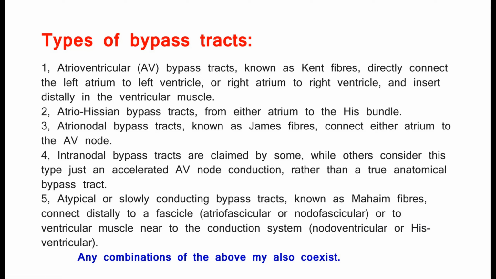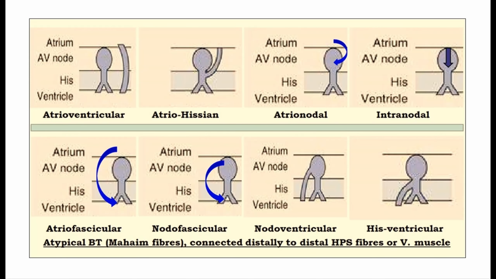5. Atypical or slowly conducting bypass tracts, known as Mahaim fibers, connect distally to a fascicle, atriofascicular or nodofascicular, or to ventricular muscle near to the conduction system, nodoventricular or His ventricular. Any combinations of the above may also coexist. Schematic showing bypass tract locations: atrioventricular, atriohisian, atrionodal, intranodal, atriofascicular, nodofascicular, nodoventricular, and His ventricular.